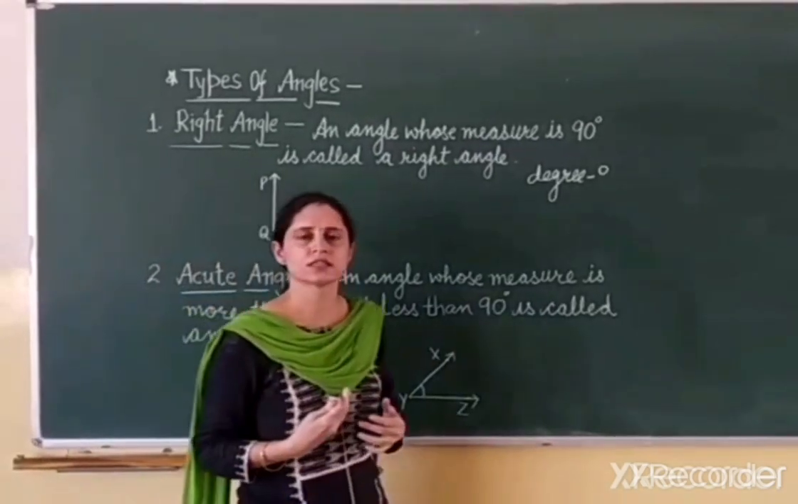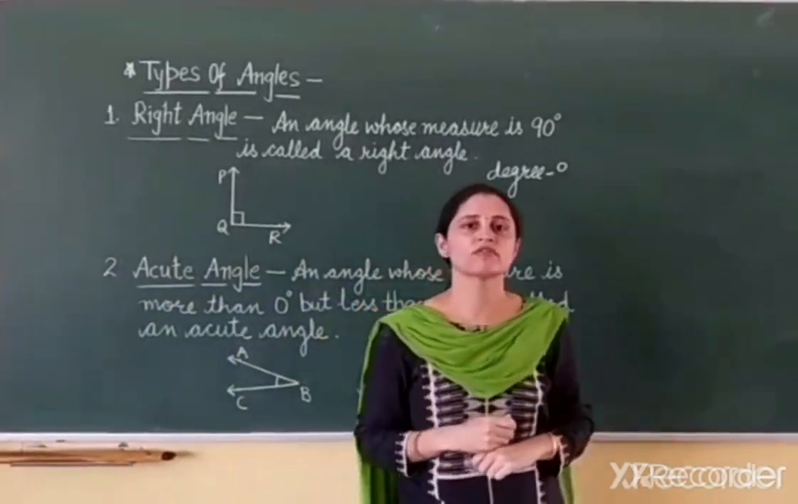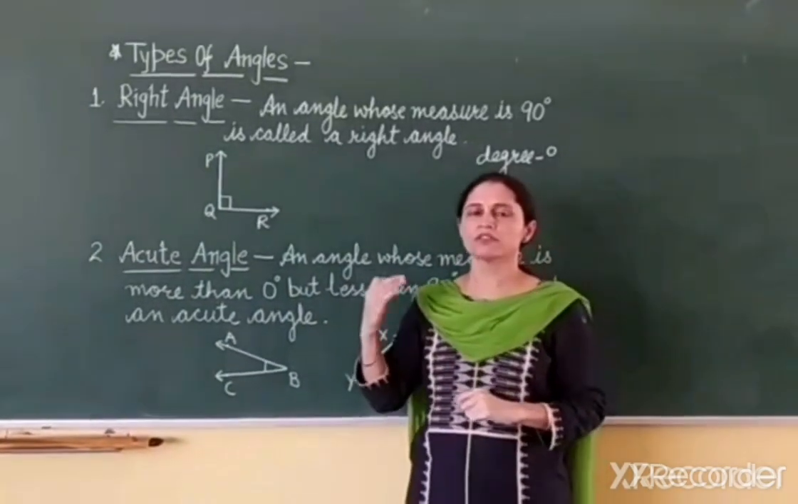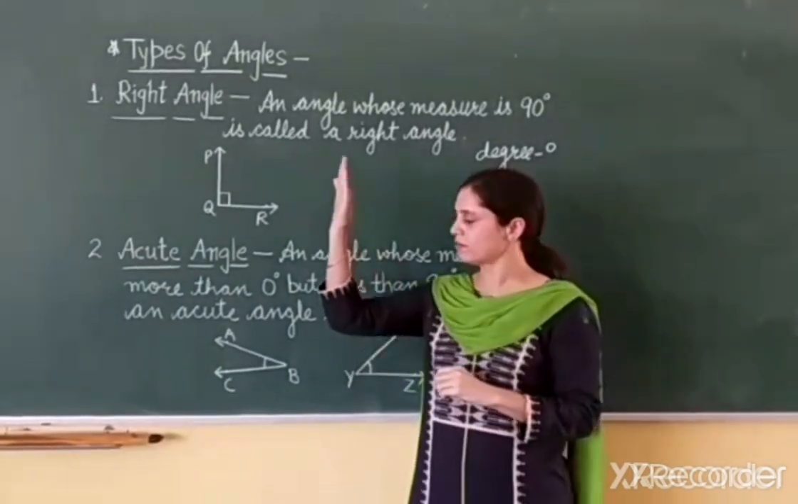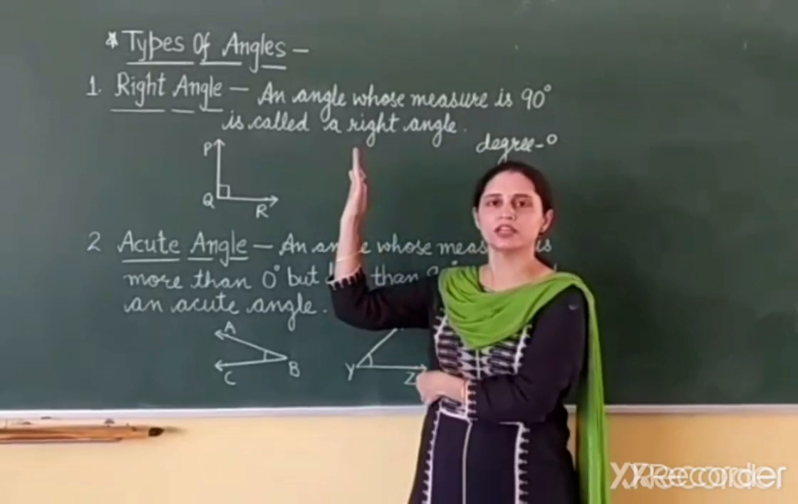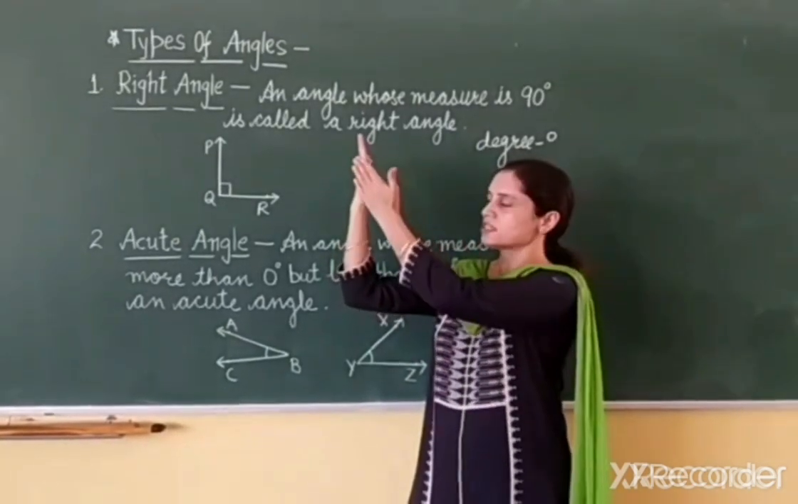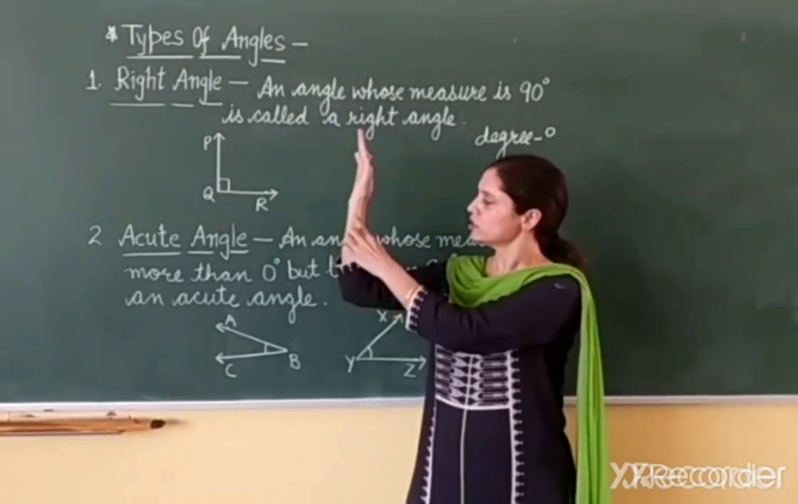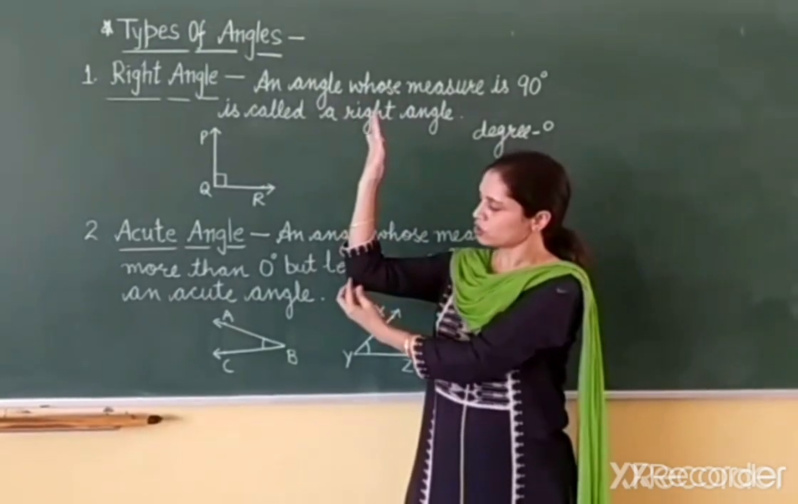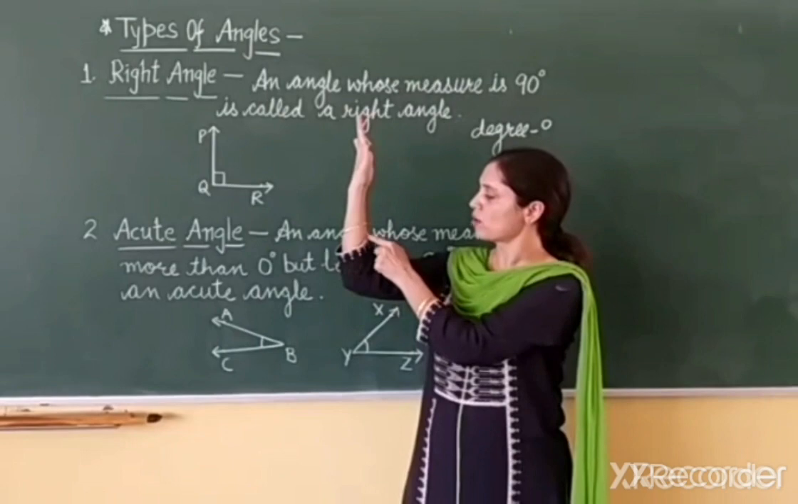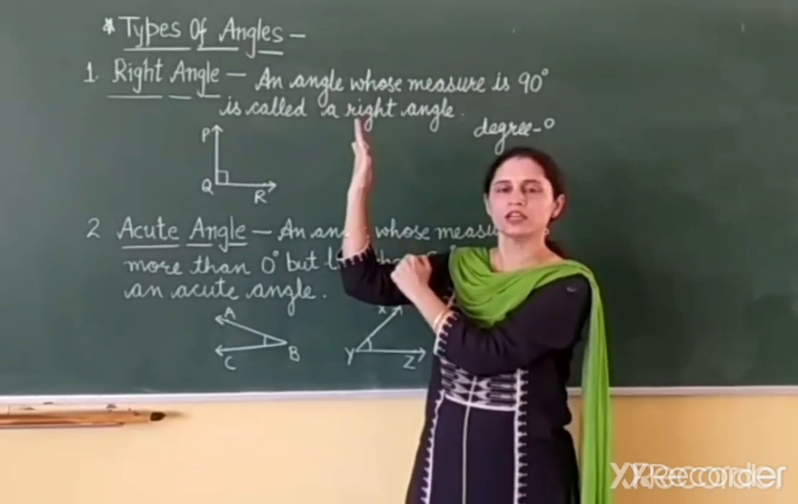Our body parts make different types of angle. Like with the help of my arm, I will make an angle of 90 degree. You can see that this is one side, this is another side. So these two sides with common end point form an angle of 90 degree.